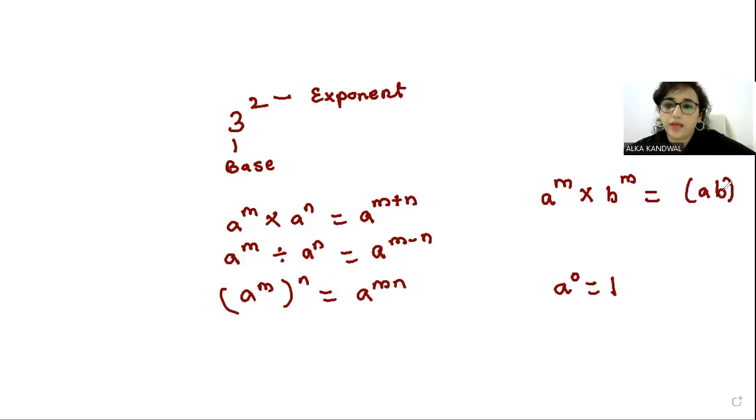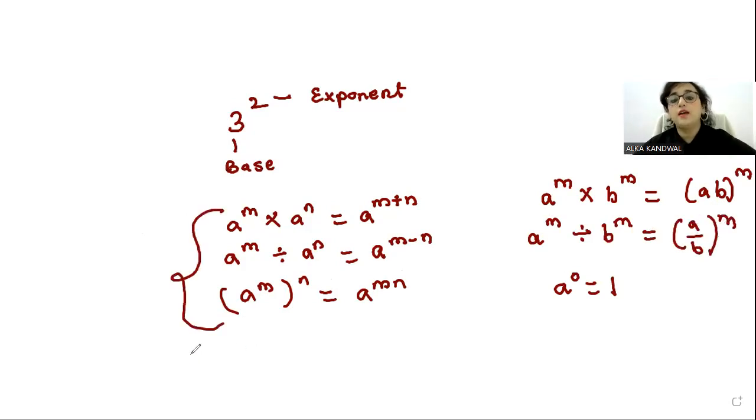So base ko multiply kar do, exponent ko same rakh do. A to the power of m divided by b to the power of m becomes a divided by b to the power of m. So these are the laws of exponent. Agar ye yaad hai, so there will be no problem in solving out the question. Now let us do some questions, then it will be more clear to you all.